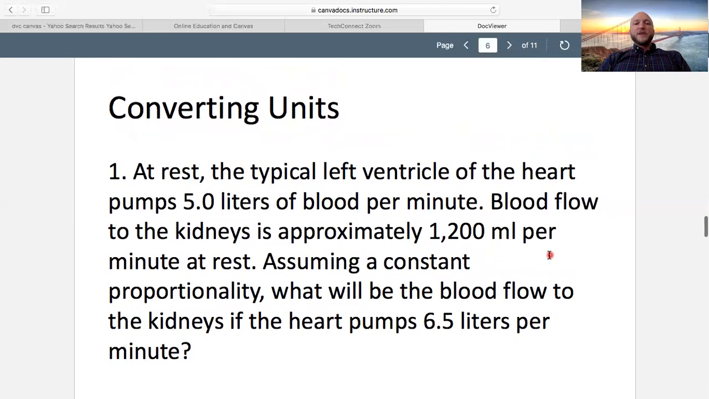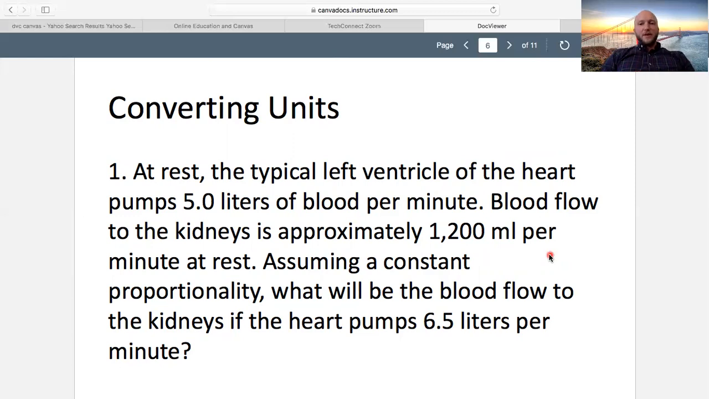This next problem is a ratio. Be ready for this level of algebra in this class. Be ready for ratios similar to this in this class. So let's read the question. At rest, a typical left ventricle of the heart pumps 5 liters of blood per minute. Blood flow to the kidneys is approximately 120 milliliters per minute at rest. Assuming constant proportionality, that's a big assumption, a big line right there, pay attention to it. What will be the blood flow to the kidneys if the heart pumps 6.5 liters per minute?